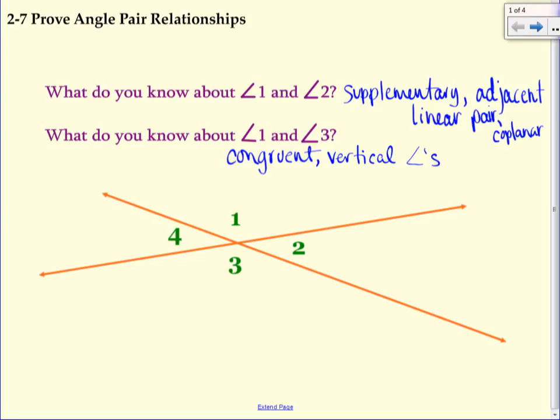Questions on that? Okay, so the ones across from each other are always equal to each other. So 1 equals 3 and 4 equals 2. And if they're next to each other on a line, they always equal 180. That's supplementary. Okay, we good with that? All right.